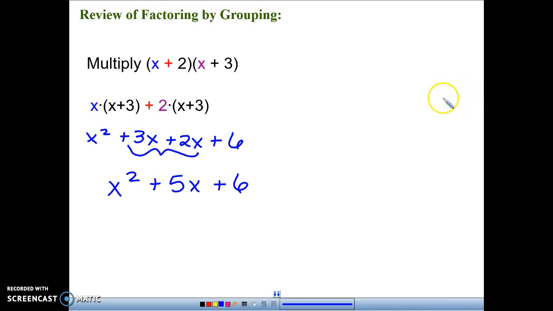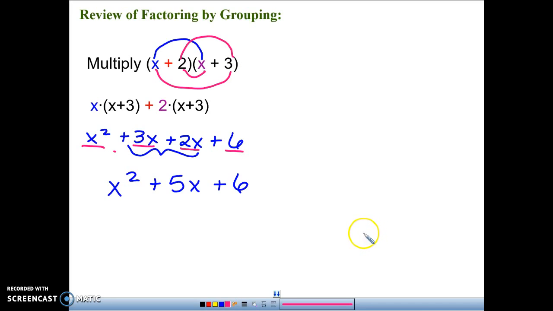FOIL, which is a memory aid for multiplying two binomials together, also works. A lot of teachers are trying to get away from FOIL because it's only a memory aid for binomial times binomial. If you had a trinomial here, you'd still have to do this distributive process. Actually, I use a box to do that, but FOIL is front two terms multiplied together, outside two terms, inside two terms, last two terms. But that only works when you take a binomial times a binomial.